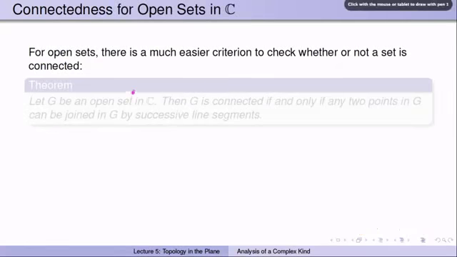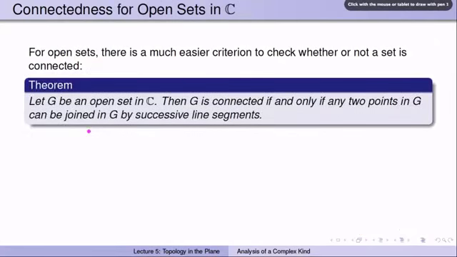For open sets, thankfully, there's a much easier criterion to check whether or not the set is connected. This is only true in the complex plane, though. So here's a theorem. We're not going to prove this theorem. We'll just use it. Suppose G is an open set in the complex plane. This set is connected if and only if any 2 points in G can be joined by successive line segments.